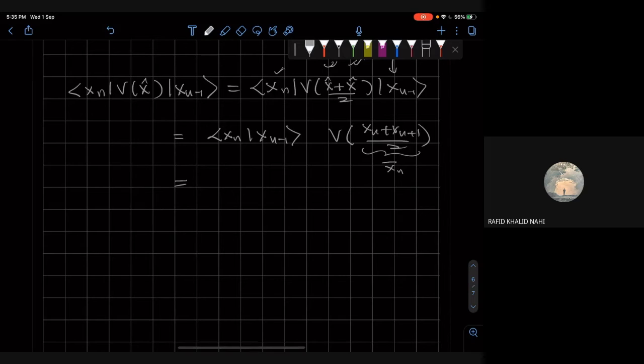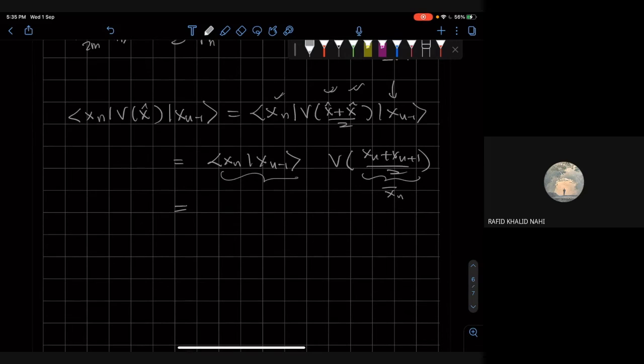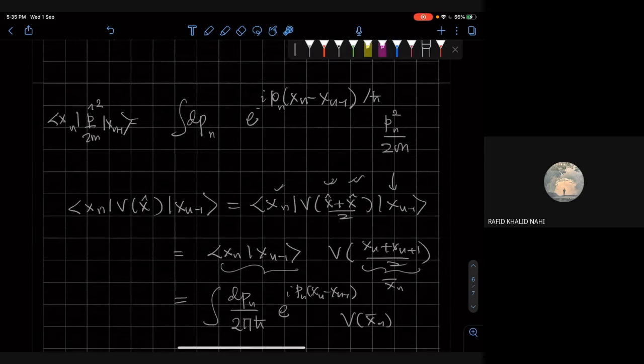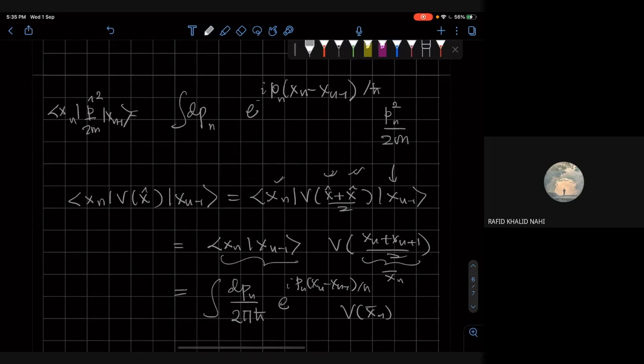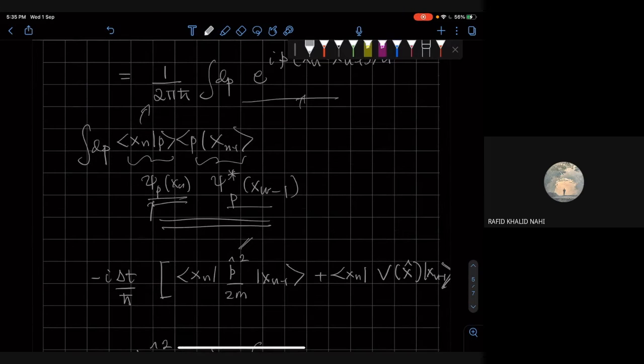Okay, and then this, we can just do the usual and write this as an integral. So we get d p n by 2 pi h bar, e to the power i p n times x n minus x n minus 1 over h bar, V of x bar n. Okay? So we see that this thing is common to all three terms.